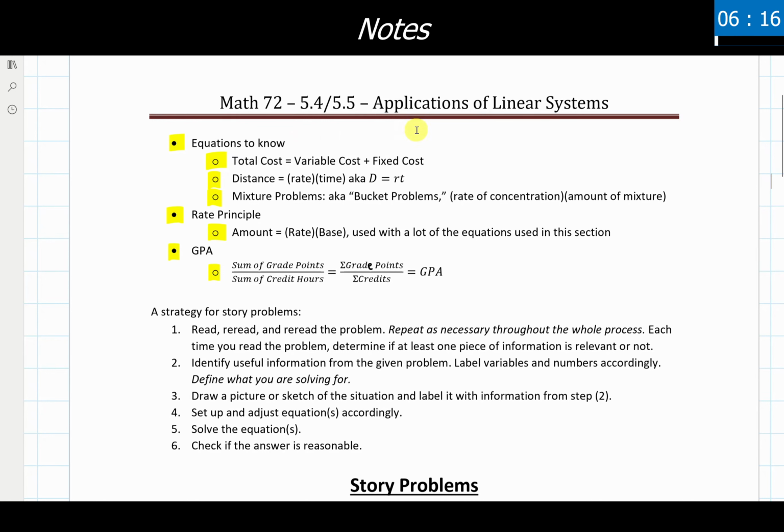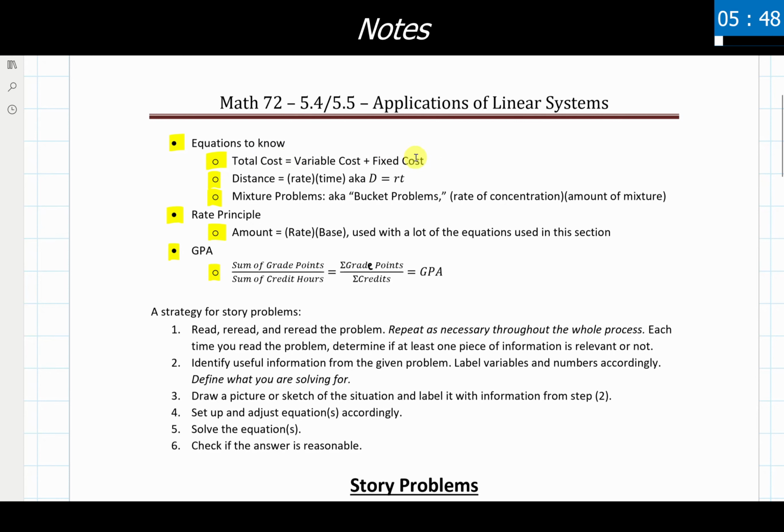So the 5.1, 5.2, and 5.3 is going to be applicable here as we go through and solve different story problems. Some equations that I think are worth knowing are the ones listed right here. We have a total cost equation, which is the total cost is equal to a variable cost of some sort, plus a fixed cost, normally like a fixed income or a salary or something like that.